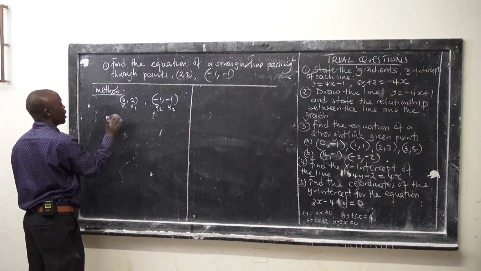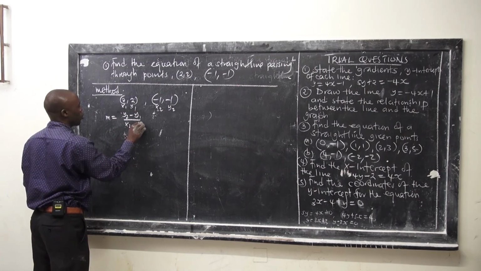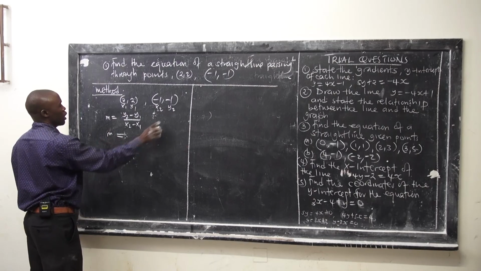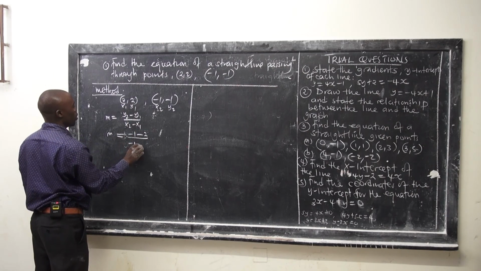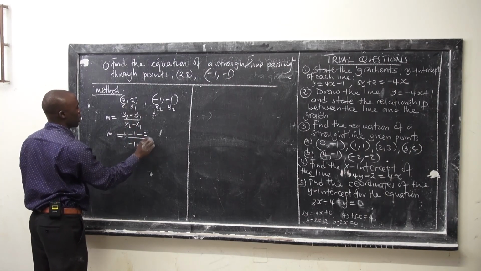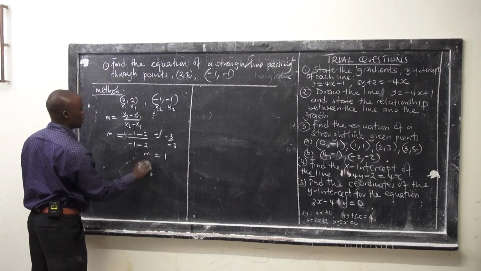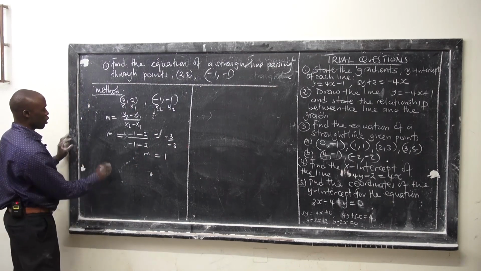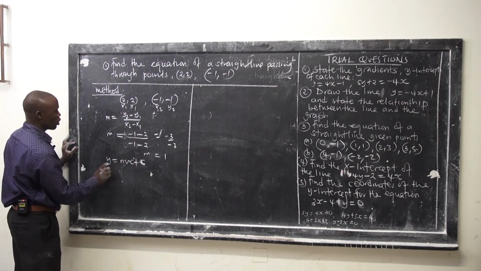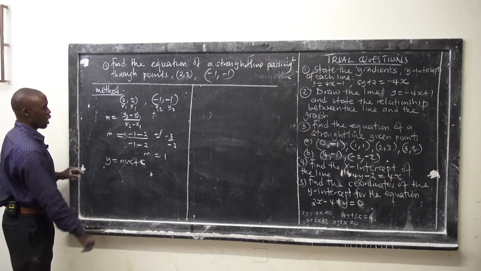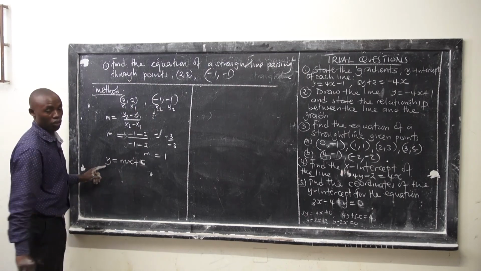So our gradient m is y2 minus y1 out of x2 minus x1. So that gives us -1 minus 2 out of -1 minus 2 again. This yields us -3 out of -3, yielding us a gradient of +1. Now we can call in the general equation. So using y is equal to mx plus c, our gradient is already found, so I'm going to use one of these points and find the value of the intercept.